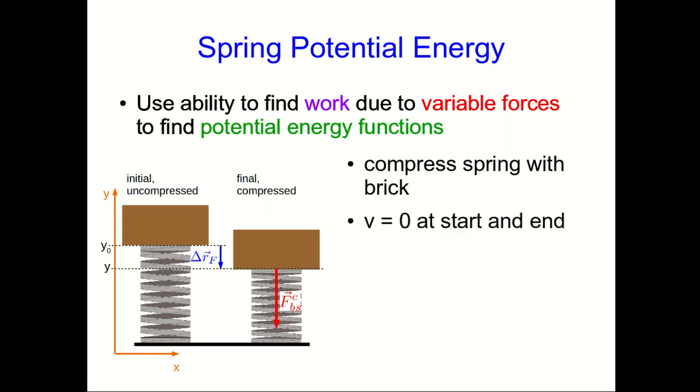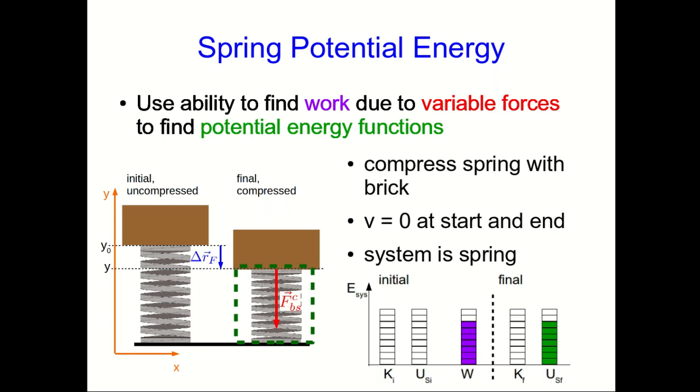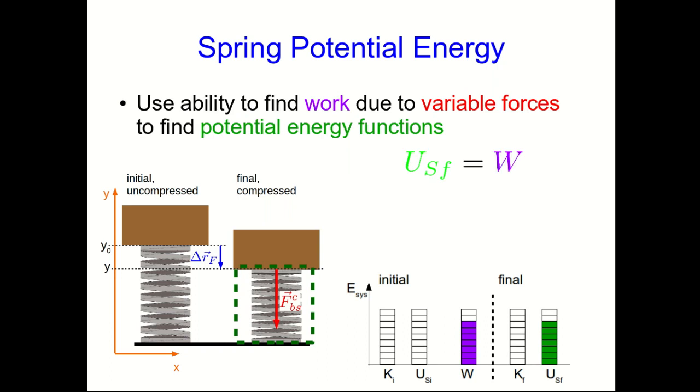The brick is going to be stationary both at the start and the end of the process, and the system is the spring alone. And so that means there's no change in the kinetic energy, and all that happens is that external work is done by the brick, and the system gains spring potential energy. And so that just says that the final spring potential energy is equal to the work done on the system, and that work done on the system is work by the brick on the spring.